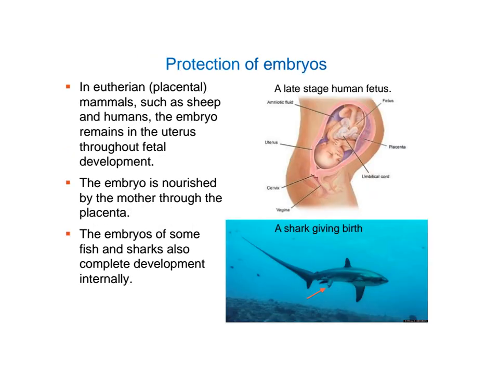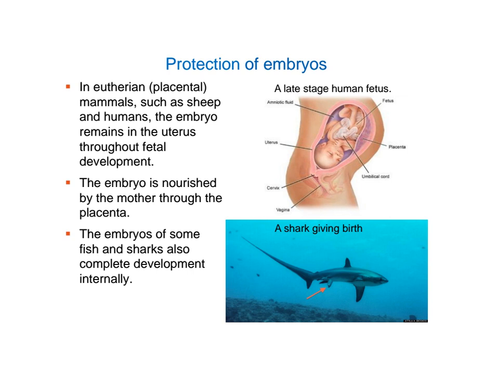Protection of the embryo and developing fetus is taken to an extreme in eutherian or placental mammals, such as sheep and humans. The embryo in these animals remains in the uterus throughout the entire fetal development. The embryo is nourished by the mother through the placenta.